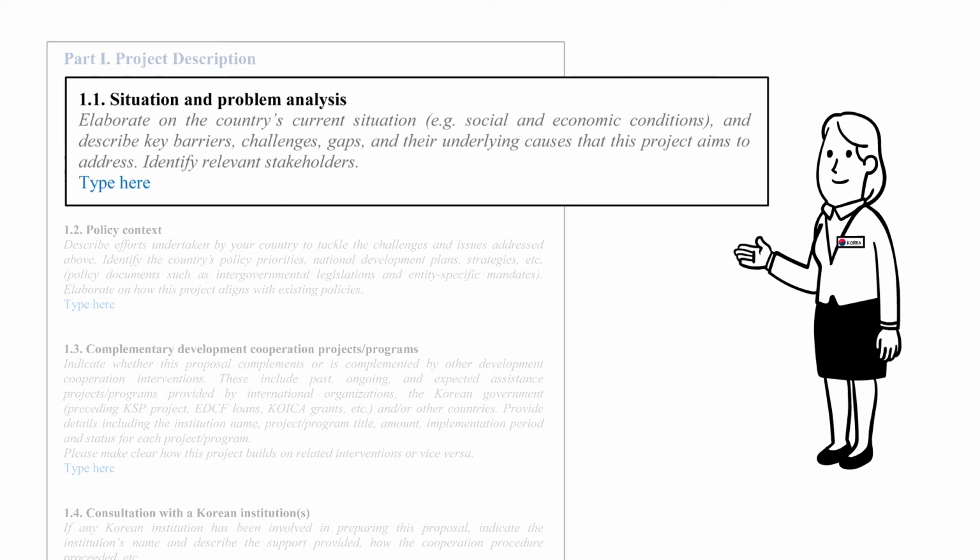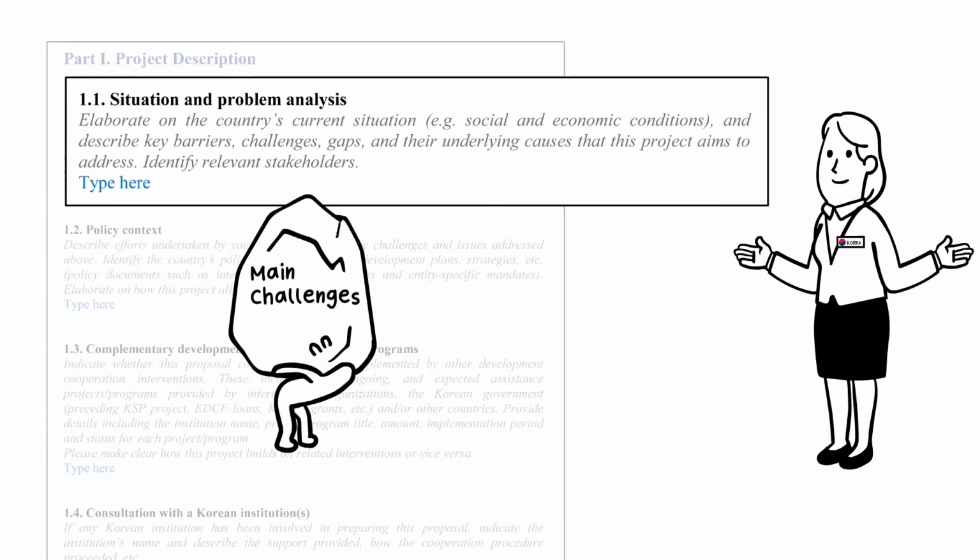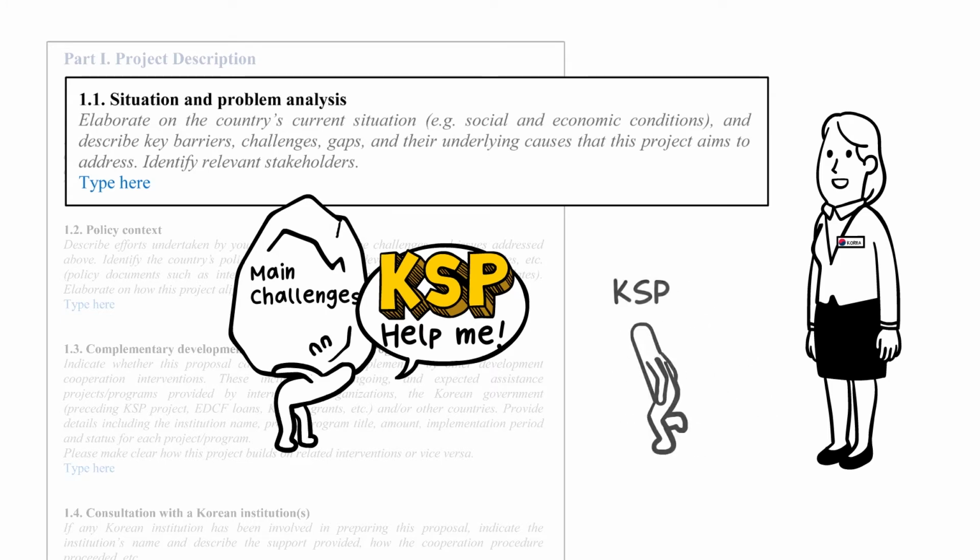In 1.1, Situation and Problem Analysis, please tell us how you've come to apply for the project. You must provide description on your country's current situation in relation to the project, as well as the main challenges and causes that you want to resolve through KSP.